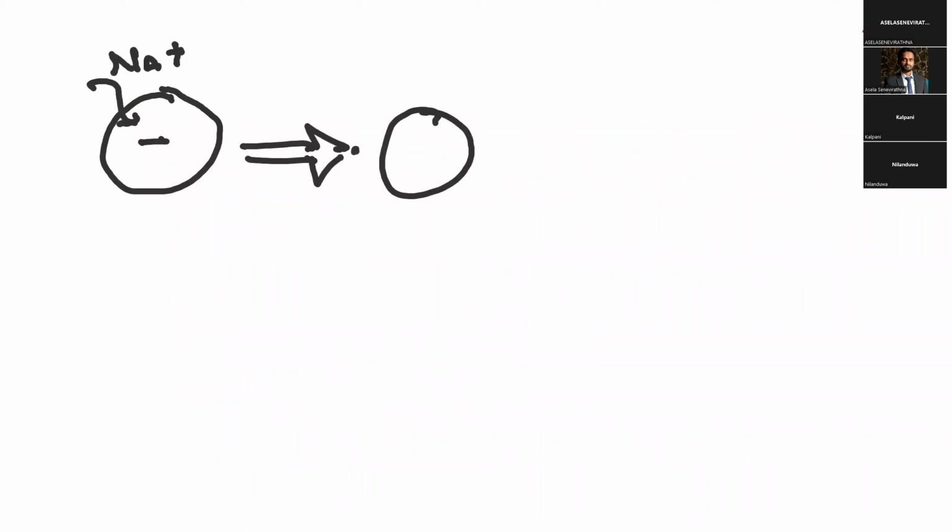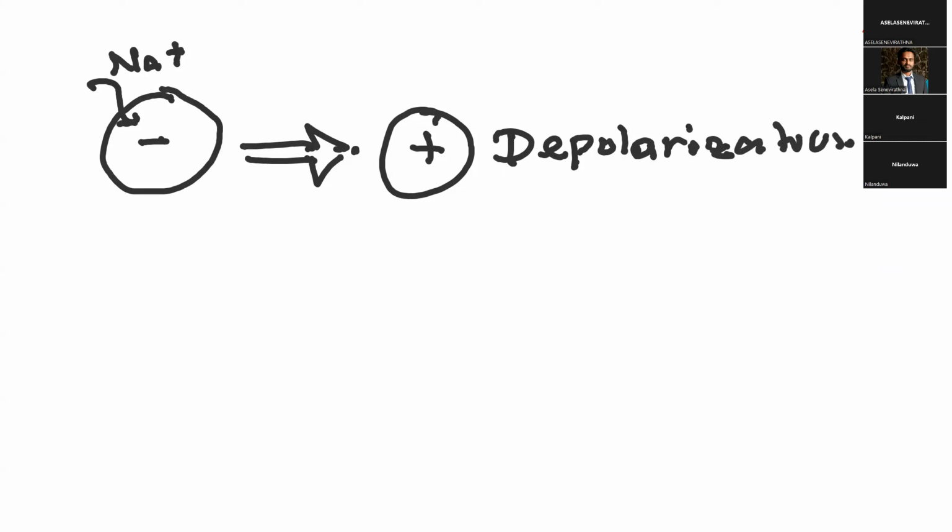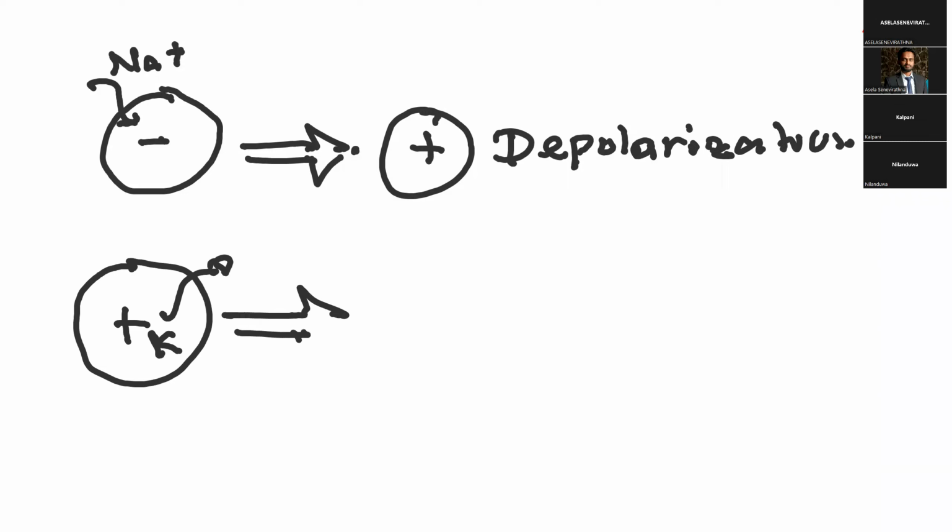Negative cell, sodium plus converts it into a positive cell, called depolarization. Then in the positive cell, potassium goes out and converts this cell into a negative one. Negative meaning what? Resting membrane potential.